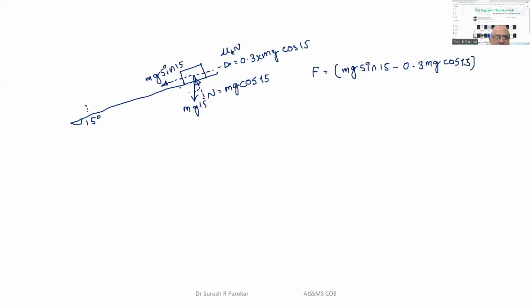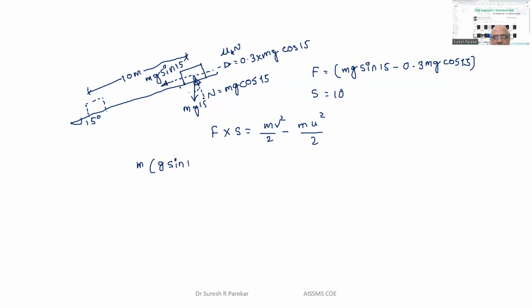Now we have the block somewhere here, and the distance covered is 10 meters. So we have the value of S as 10 meters. Now we will solve the problem by using F into S equal to mv square by 2 minus mu square by 2. Now what is the value of F? We will take M common, so we have g sin 15 minus 0.3 g cos 15.